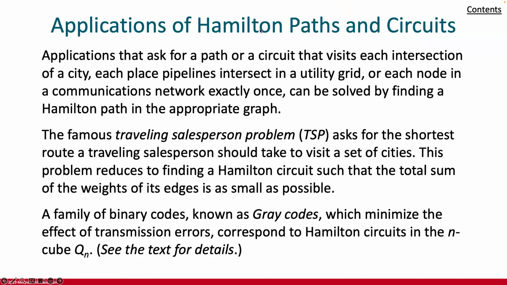So what are the applications of Hamiltonian paths and Hamiltonian circuits? Applications that ask for a path or circuit that visits every intersection of a city, each place pipelines intersect in a utility grid, or each node in a communication network exactly once can be solved by finding a Hamiltonian path in the appropriate graph. The famous traveling salesperson problem asks for the shortest route a traveling salesperson should take to visit a set of cities. This problem reduces to finding a Hamiltonian circuit such that the total sum of the weights of the edges is as small as possible.